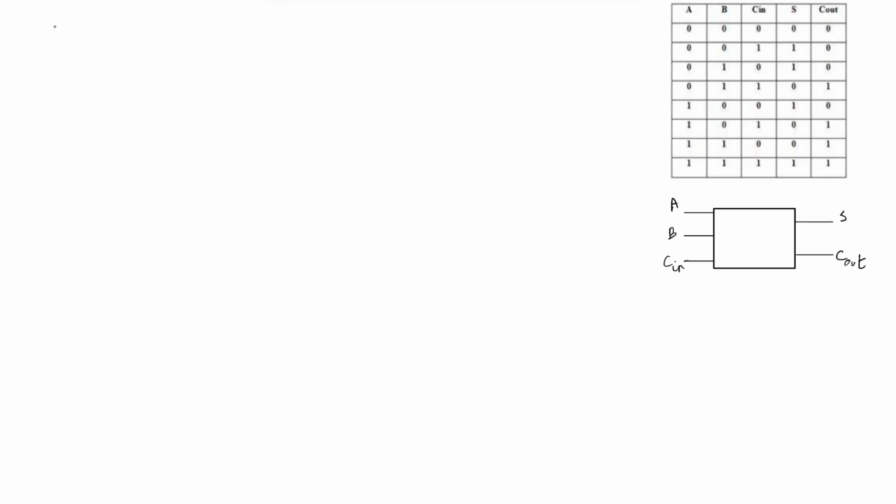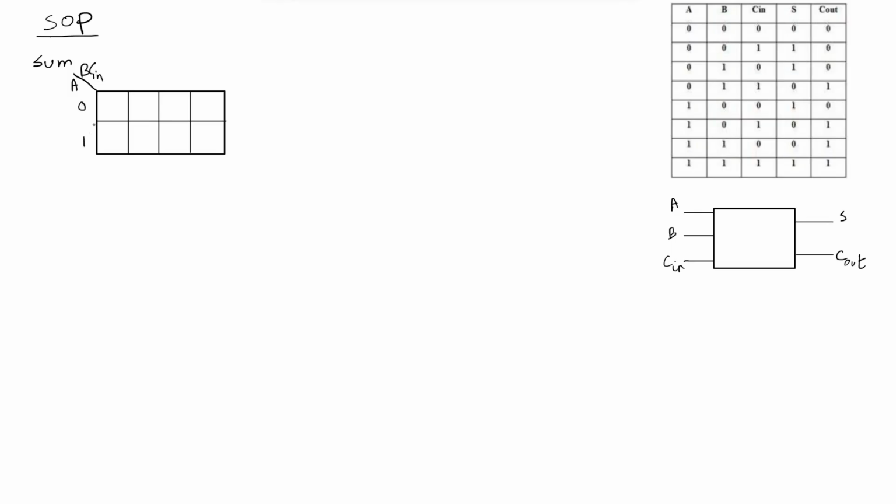So using NAND gates we can start from the SOP form, sum of products, for the sum and for the carry out. To get the minimal SOP expression for the sum, let's use K-maps. We have three inputs A, B, and Cin, so let's use a three-input K-map. On this side we're going to have A, and on this side B and Cin. A could be 0 or 1, and for B and Cin: 00, 01, 11, and 10.